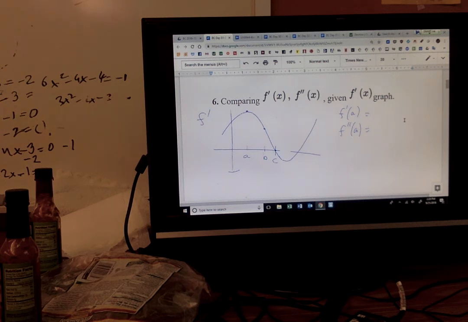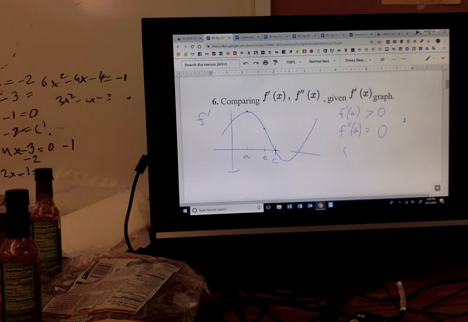This is not the original function. Easy question. f dash at A. Positive number. Are you obviously above the axis? So positive number. The slope of this function at A? 0. Everybody okay? There's nothing to memorize. Just look at the graph and observe what's going on.